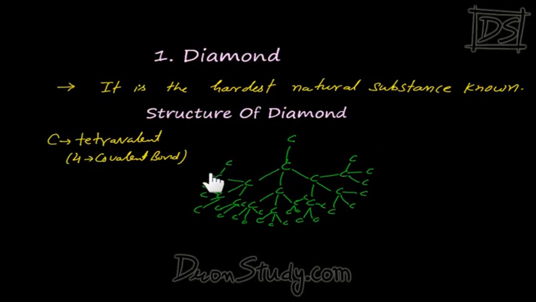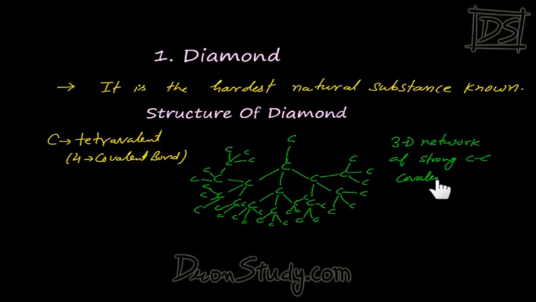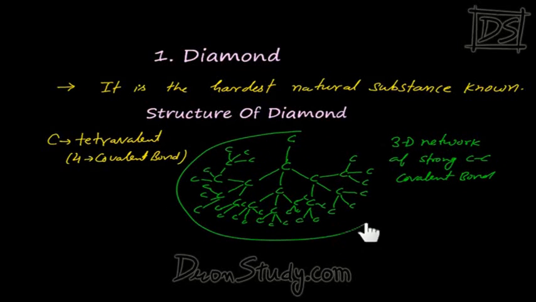So what happens in this way? Each carbon makes covalent bonds with 4 carbons, and those carbons also make 4 with others. In this manner, a very big 3-dimensional network of strong carbon-carbon covalent bonds is generated. We have already discussed earlier that the carbon-carbon bond is very strong, and off of these bonds a very big 3-dimensional network has been generated. So due to the generation of this 3-dimensional network, diamond becomes very hard and brittle also.